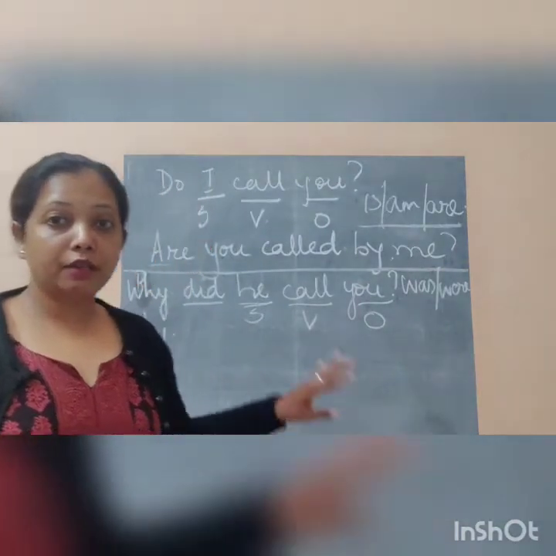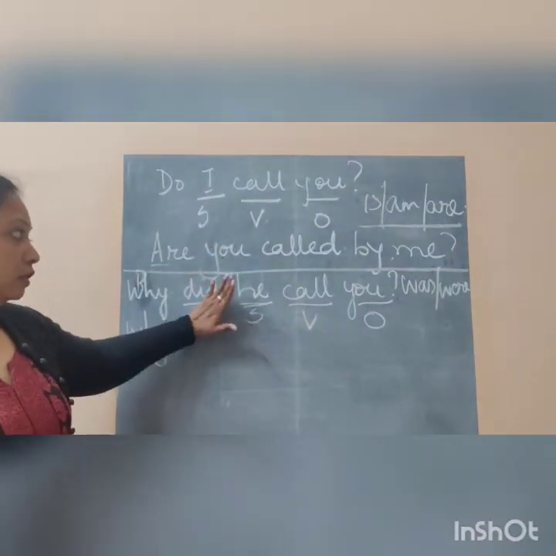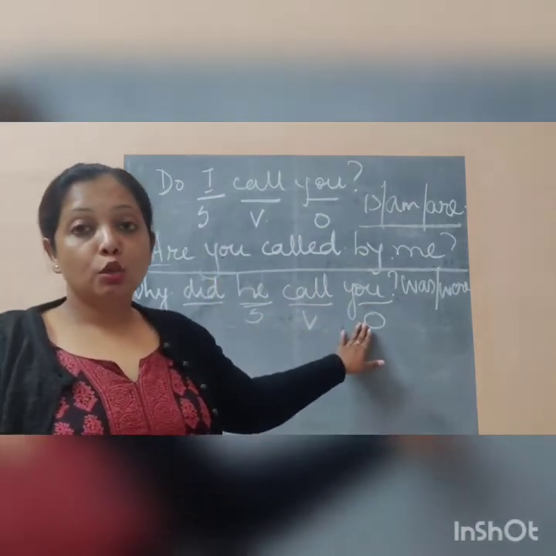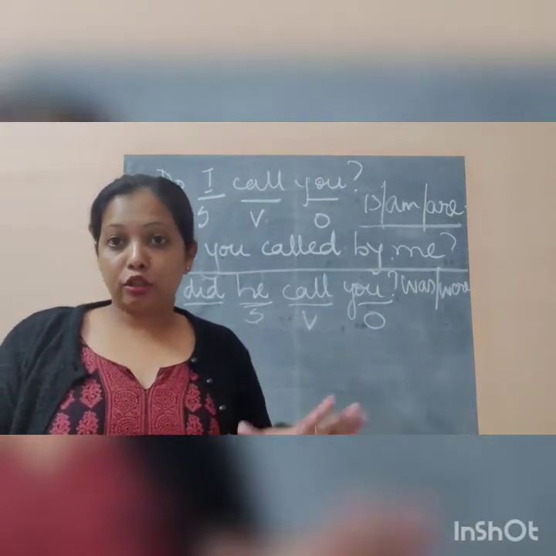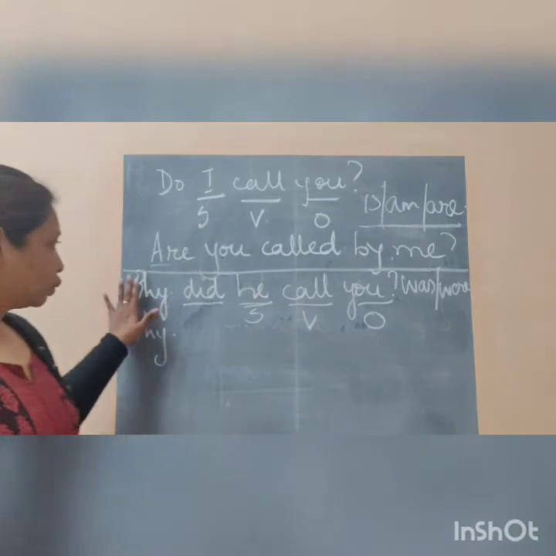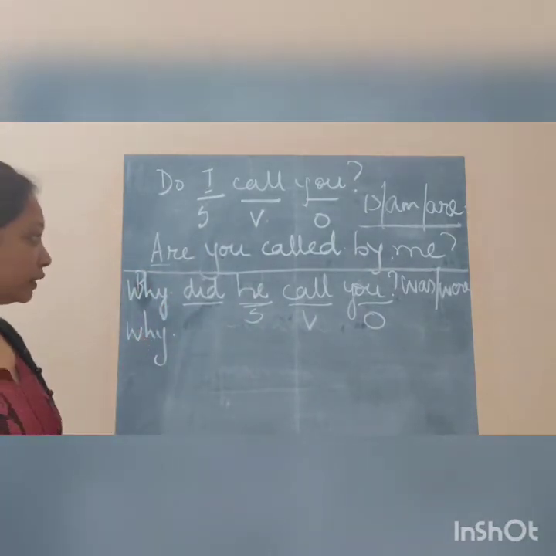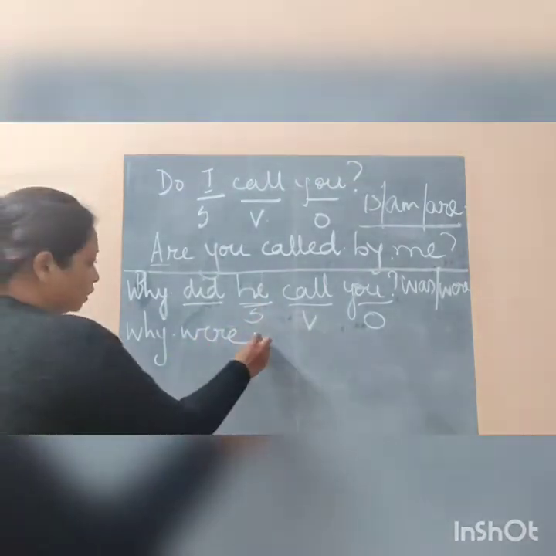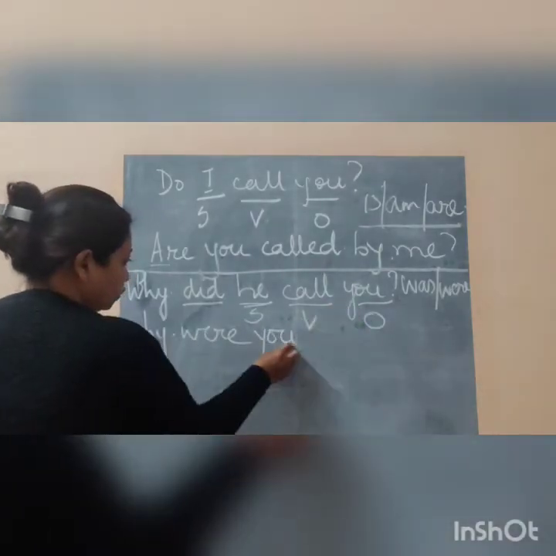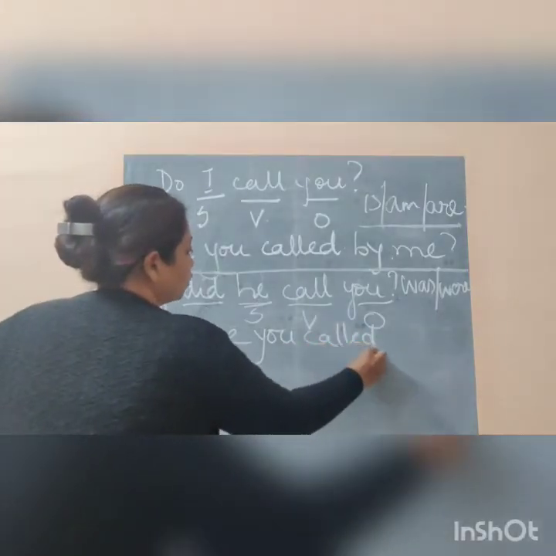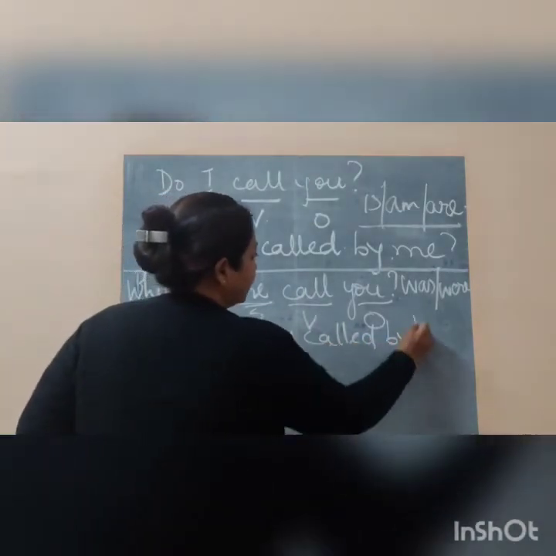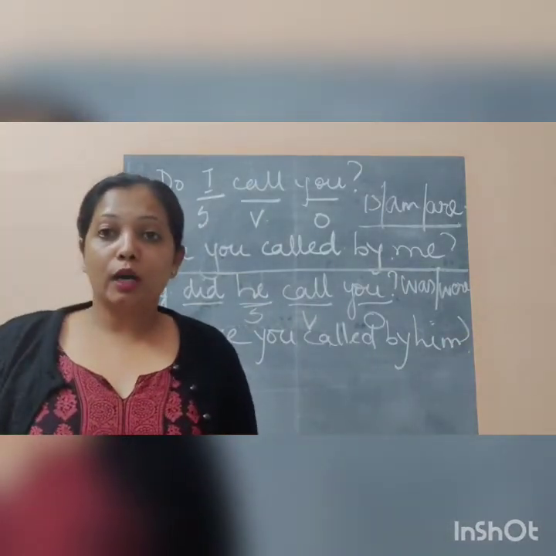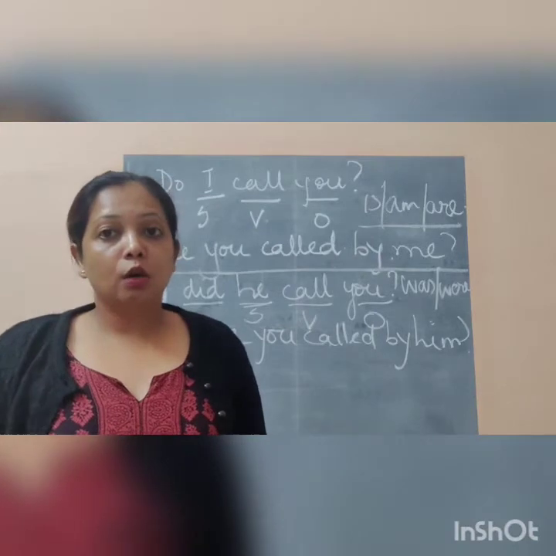You see in the sentence what we have? We have the subject, we have the verb and we have the object, right? So interrogatives are copied, the WH questions are copied as is. So "why" is here, then what we will write? "Why", this is in plural, so "why were you called by him?" So this is how it will be. Why were you called by him? So this is how it will be changed.